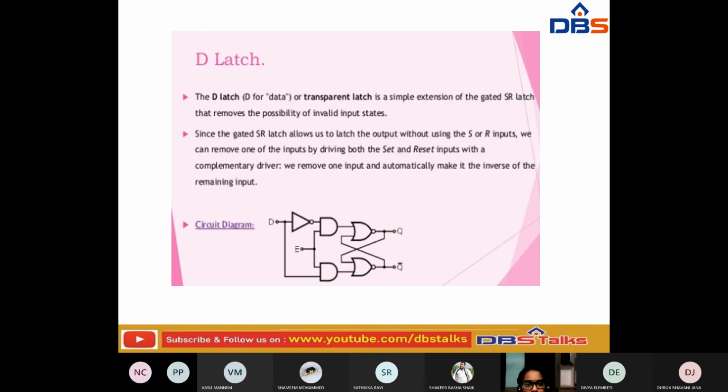Okay. So if you have observed the D latch, or D for data, it is a simple extension of the gated SR latch that removes the possibility of invalid input states, since the gated SR latch allows us to latch the output without using the S and R inputs. So it can be removed by driving both the set and reset inputs with a complementary driver. So we can remove one input and automatically make it the inverse of the remaining input. So this is the circuit diagram for that.